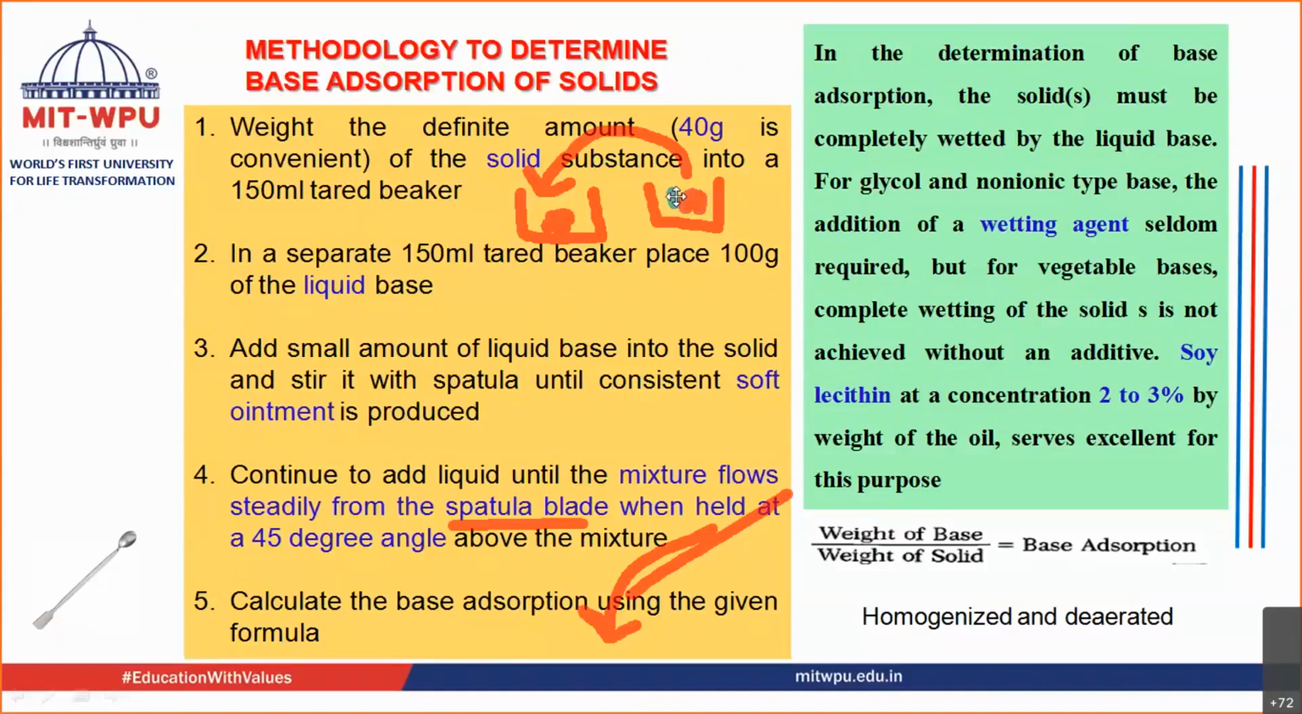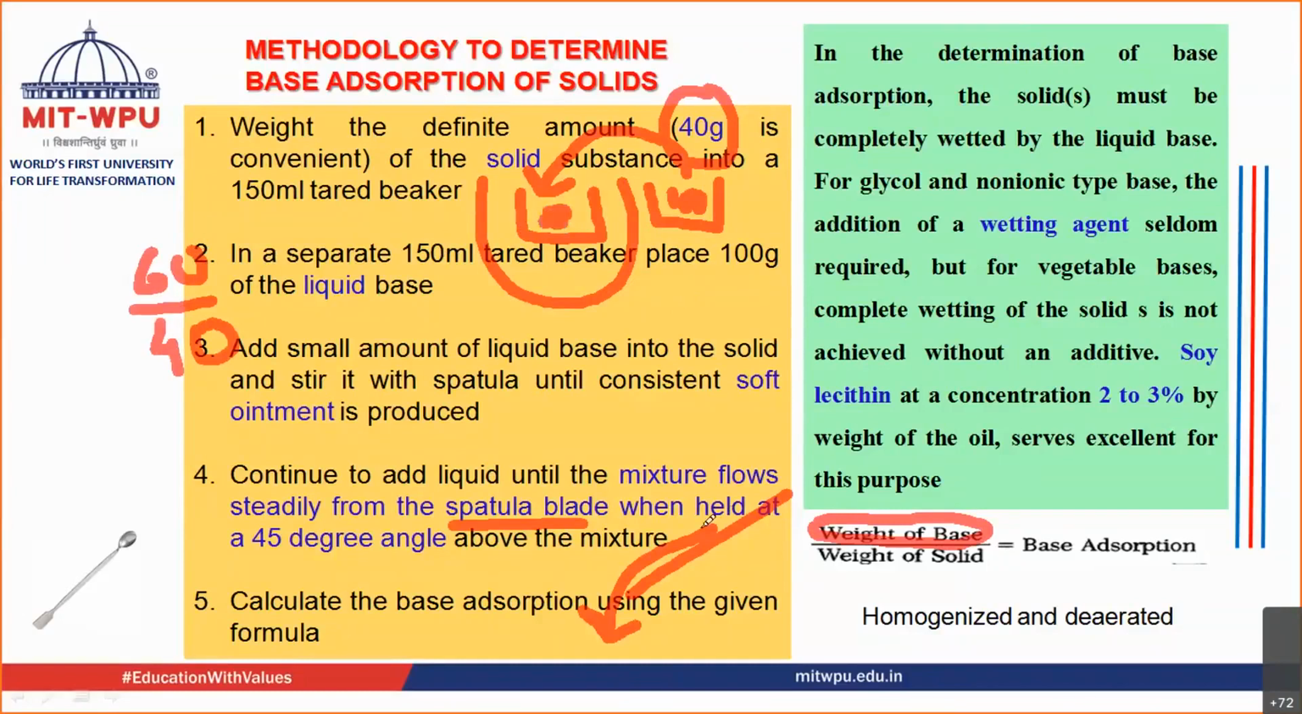You now don't add any further. What you do is calculate the weight, so that you get the weight of the base. The weight of the solid you already know is 40 grams. Supposing the weight of the base is 60 grams, so 60 upon 40 is going to give you the base adsorption. This 60 is the weight of this material, which is now flowable. Your weight of the solid is 40 grams, and you calculate the base adsorption.